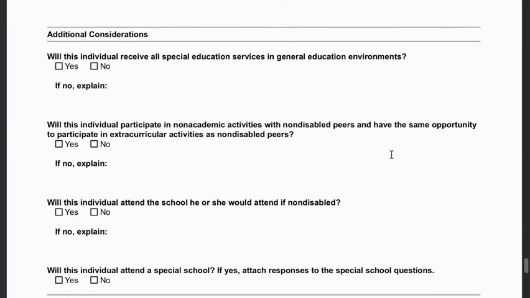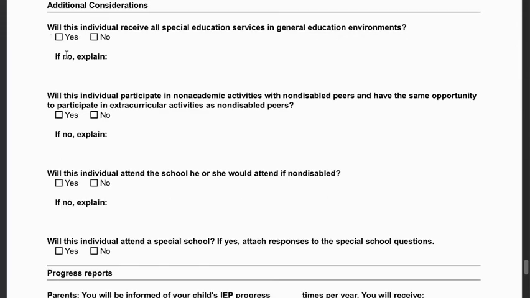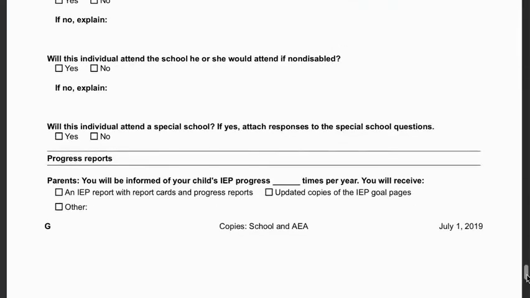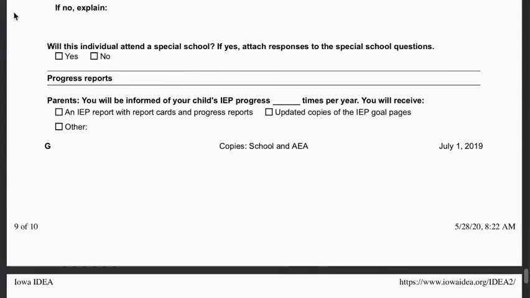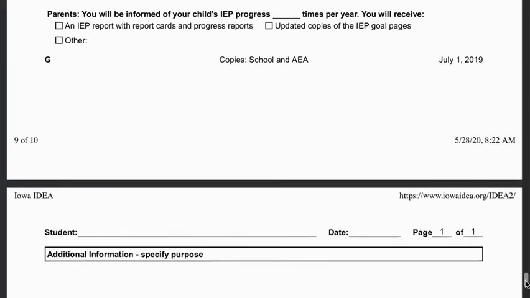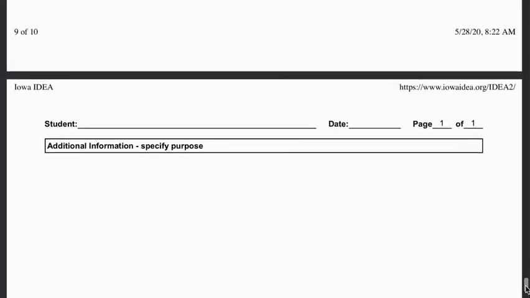And then this is just some considerations to some questions that we will answer. These will all be yes, except for this one. This will be no, and then we will describe that they will be pulled out for their SDI time. And then this part just says that we will update the parents and how many times a year on how they're doing on their IEP.